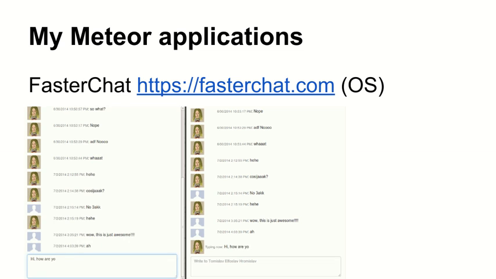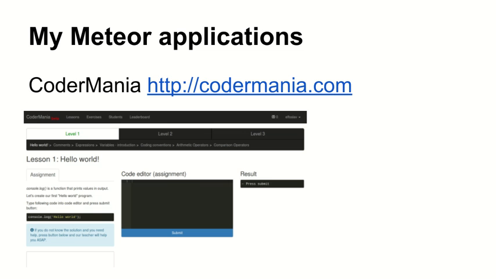FasterChat is a chat application where you can see what your friend is typing right now, every single letter. This is fun and you should try it. It's open source. Codermania is my latest project. It's a learning platform for learning to code interactively. It's similar to Codecademy, but it's better.